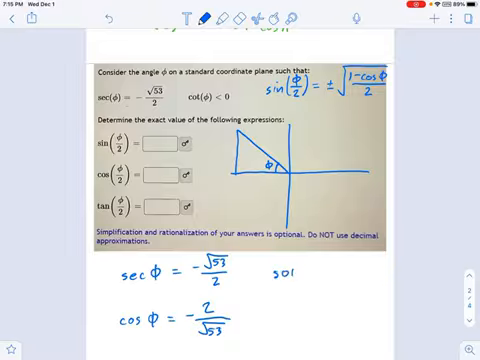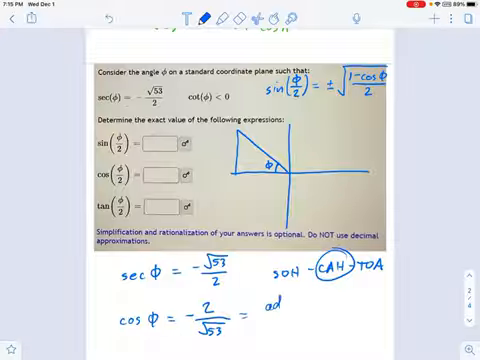And according to SOHCAHTOA, which you have memorized, that means, since we're looking at cosine, adjacent over hypotenuse is going to be 2 over square root of 53, or negative 2. So here's my square root of 53. Here's my 2. Which one of those needs to be negative? If you think about it, you remember you cannot have negatives on the hypotenuse. So it must be this side right here, which also makes sense because we're going in the left direction. When you're going to the left, that means x is negative.